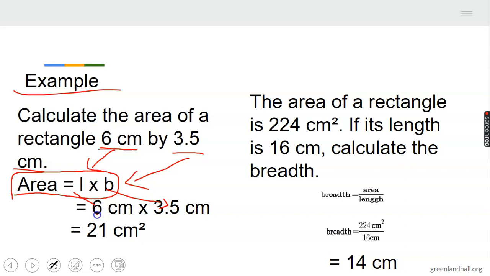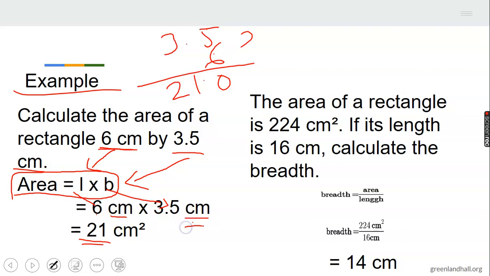When you multiply 6 centimeter by 3.5 centimeter, we have 21 centimeter square. Now, look at 3.5 times 6. 5 times 6, 30. You put 0 down. 6 times 3, 18. 18 plus 3, that will be 21. Now, when you are multiplying, you also multiply the units together. Centimeter times centimeter will give us centimeter square.